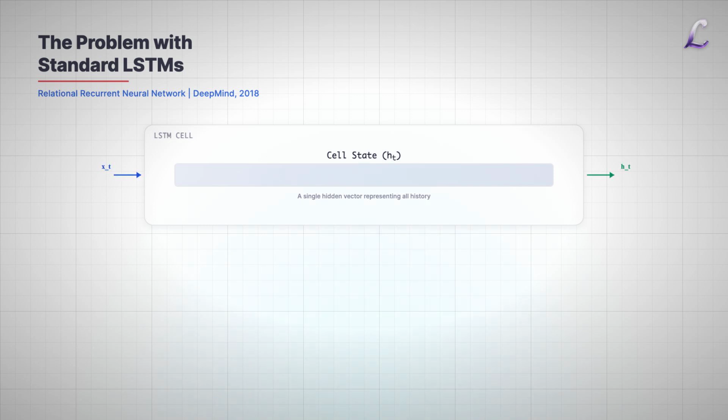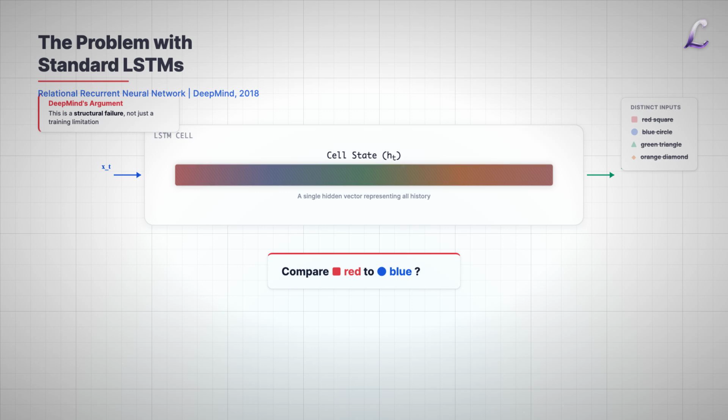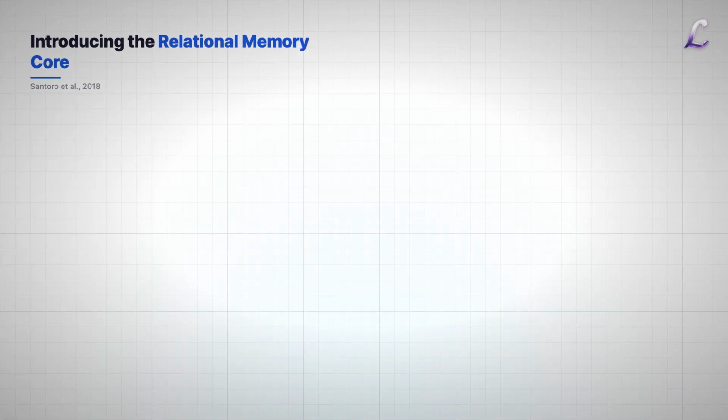An LSTM maintains a cell state, a single hidden vector representing history. Every new input gets mashed into this one vector. DeepMind argues this is a structural failure. While LSTMs learn to remember, they aren't biased to keep information separate. If you blend distinct geometric shapes into a single mathematical smoothie, how do you compare the red square to the blue circle later? You can't. You have lost compartmentalization. The solution proposed by Santoro and colleagues is the Relational Memory Core, or RMC.